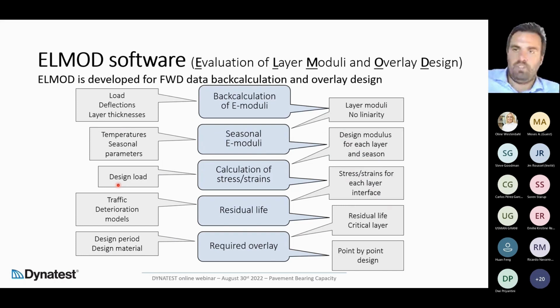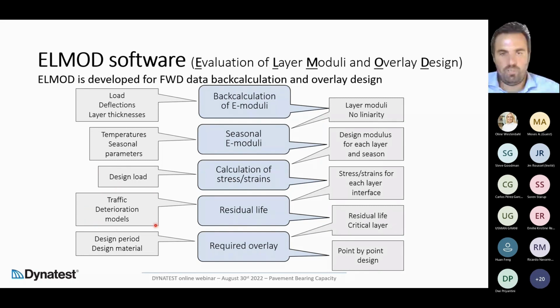Dynatest developed the falling weight equipment, but also the ELMOD software for backcalculation. Backcalculation is a very important process that allows us to calculate the elastic moduli of each layer in the pavement. So the input data are load, deflection, and layer thickness. In this way, we are able to calculate through the backcalculation the elastic moduli. Adding additional information like temperature and seasonal effect parameters, we are able to calculate elastic moduli for each season. Any kind of material that is dependent on the temperature or on the season can be simulated, in this case asphalt, concrete, or subgrade. And again, in this case, we have the design models for each layer and season. Applying the design load, we can calculate stress and strain for each layer.